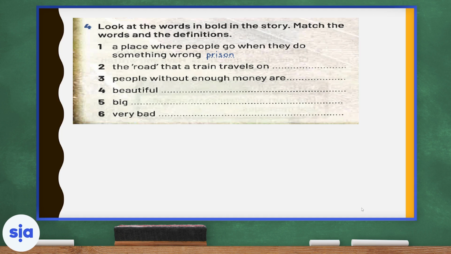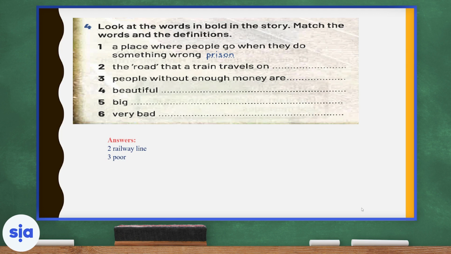Number 2, the road that a train travels on is called a railway line. So the place where the train has to keep moving and it cannot get off that road is called the railway line. Number 3, people without enough money are, how do we describe people who do not own enough money for basic needs such as food, water, clothing, and even having a house or living in a specific shelter? This is poor. So number 3 is poor. We describe people as poor if they do not have enough money for basic needs.